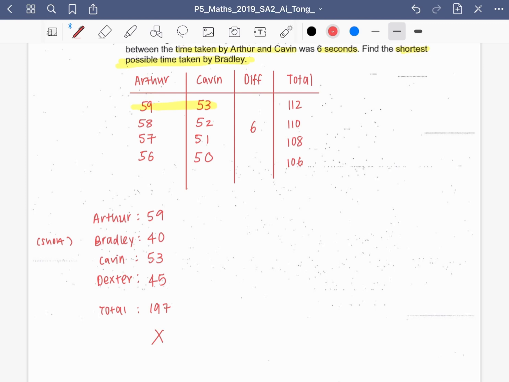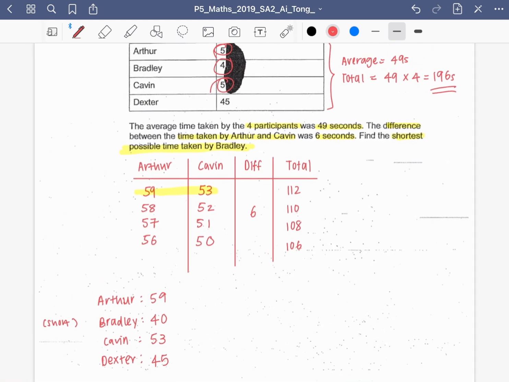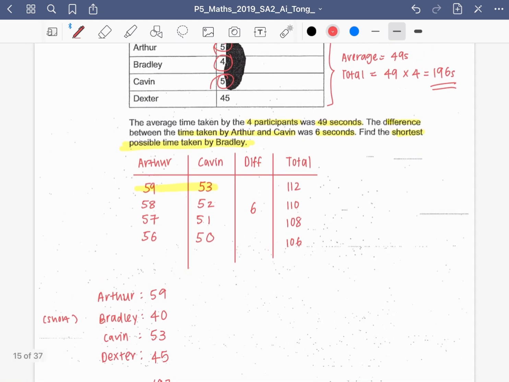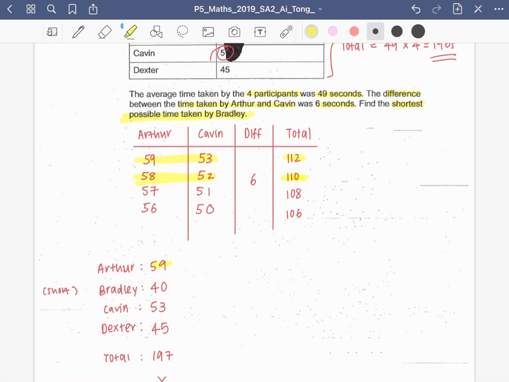Okay, what can we change here? 197, you have to reduce it, right? Reduce it some more. And when we look up here, 59 and 53 is 112. So maybe we can use this one instead. This one has a lower total, right? Okay, let's try that then. 58 and 52.